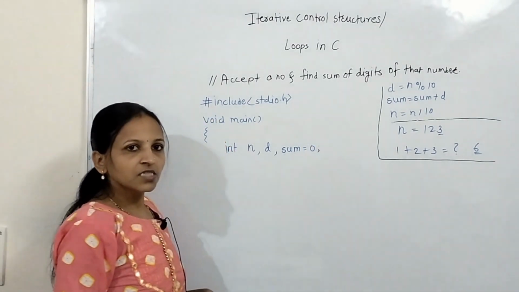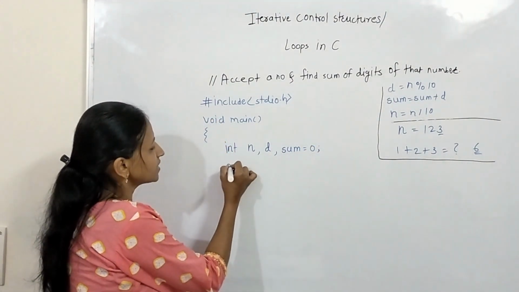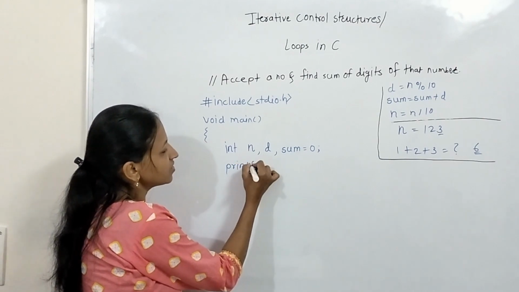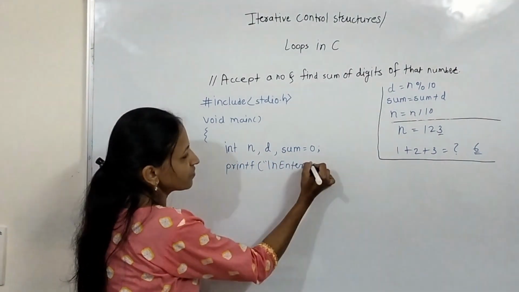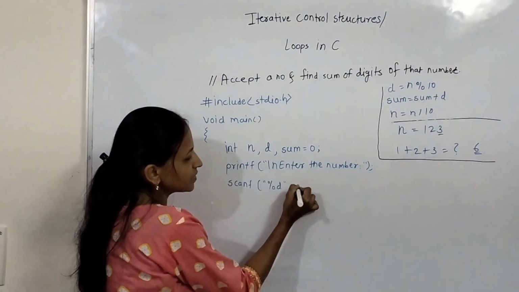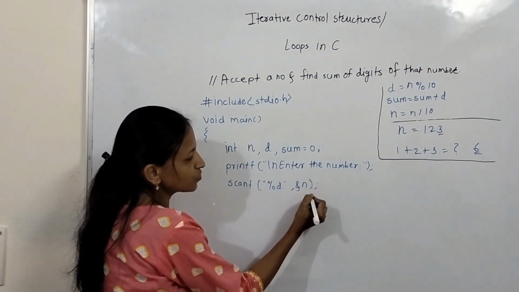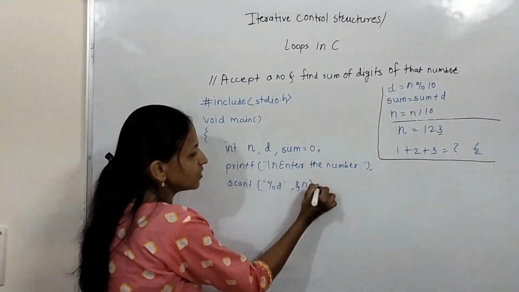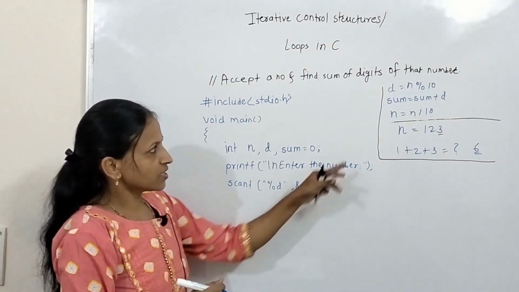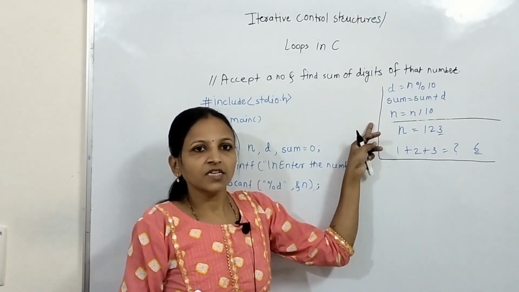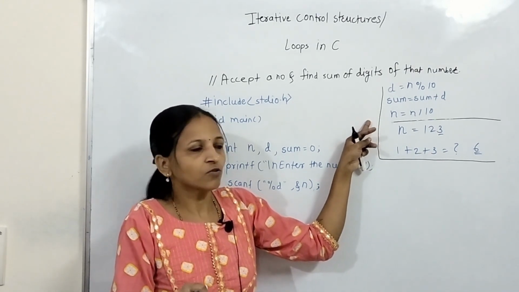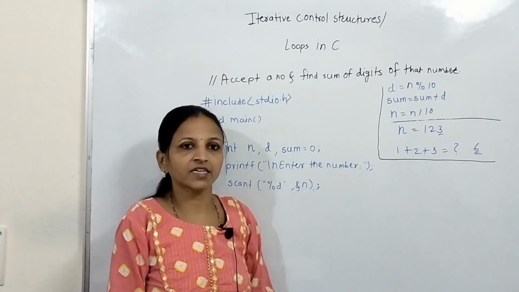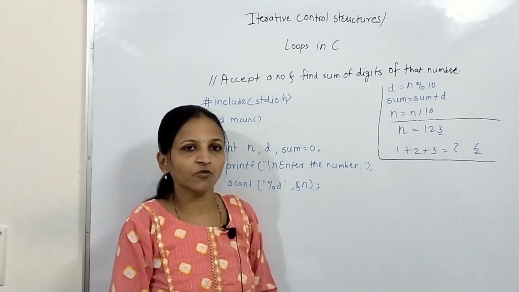Initially it is 0. Now we will give a message to the user, like enter the number, using this printf. Next scanf with ampersand n, where we store that number. Now we will do this task till n becomes 0. We have to repeat this process again and again, and we can do that with the help of a while loop.